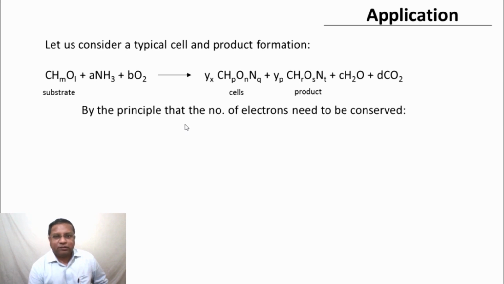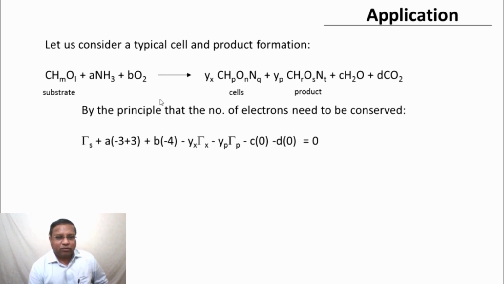Electrons we know are conserved, right? So by that principle, the number of electrons need to be conserved. That's what we just mentioned. So if you count the number of electrons on this side, that must equal the number of electrons on this side. How do we count the number of electrons? We have degree of reductance. Okay, that's how the degree of reductance thing ties in.